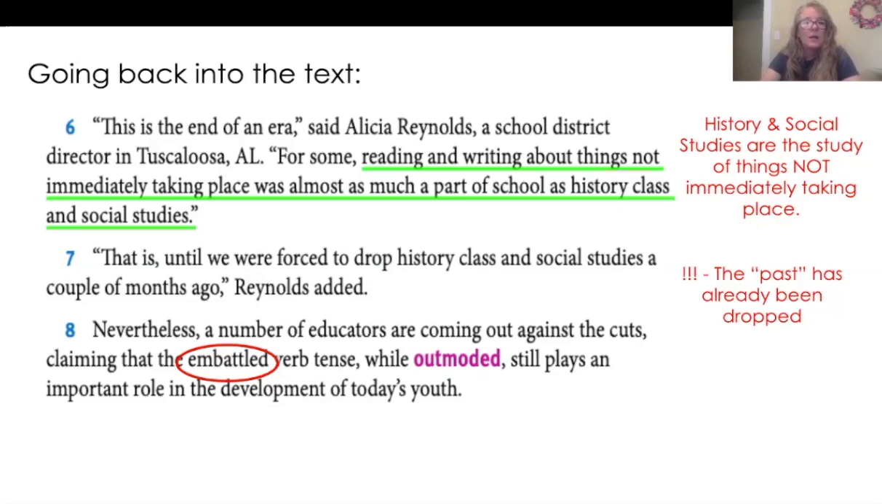Then in paragraph 8, I've got 2 vocabulary words. I've got embattled, which means beset by problems or difficulties, right? So claiming that the embattled verb tense, meaning the past tense, has problems or difficulties.